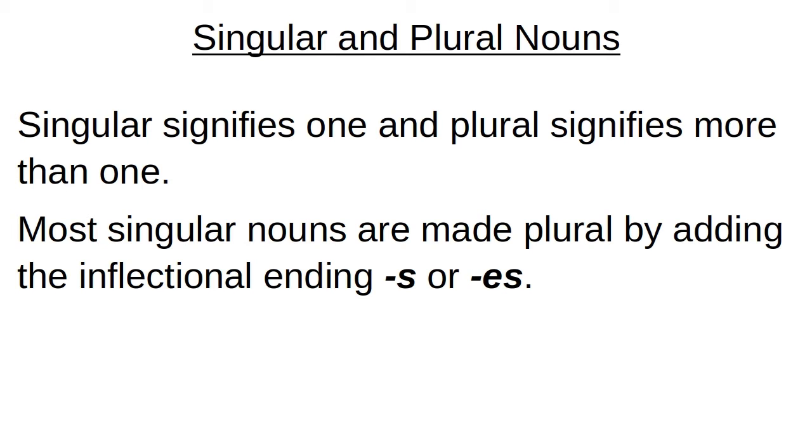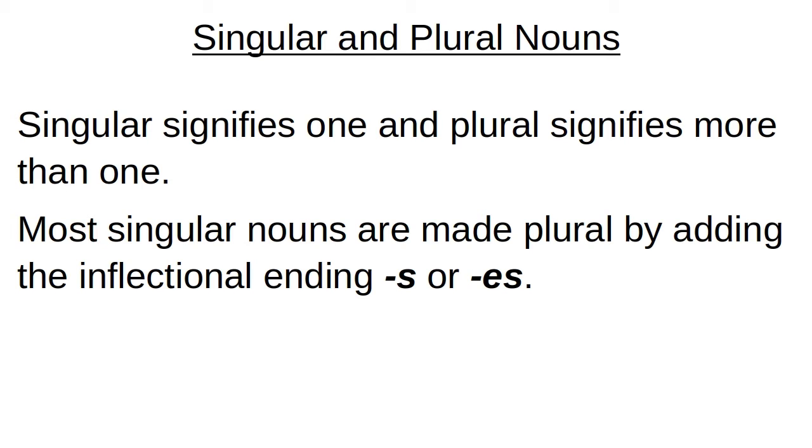Base words have meaning and can stand alone. Base words are like home, cat, box, etc. Inflectional endings include s, es, ing, ed. S and es change the number while ing and ed change the tense. For example, the singular noun cat is changed to the plural noun cats by adding the inflectional ending s.